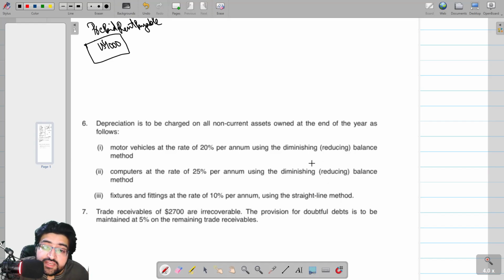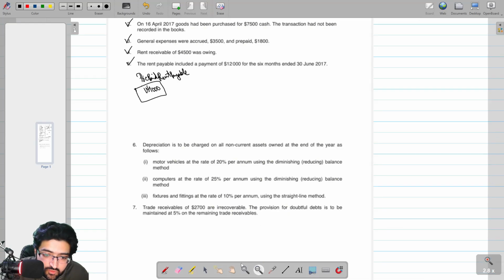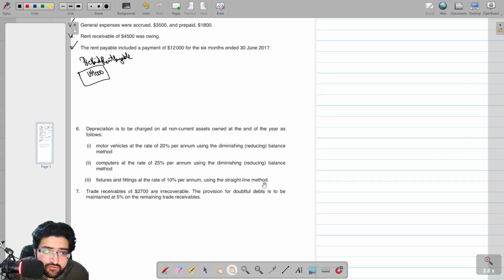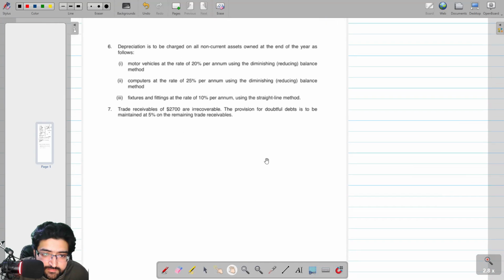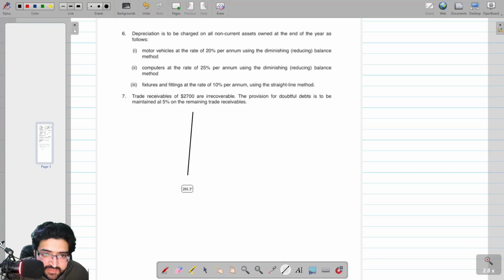Okay, so we know the formula for it. Let me zoom this out. We know the formula for depreciation, so let's make 3 columns here to find depreciations. Okay, I will find the depreciation for motor vehicles here.